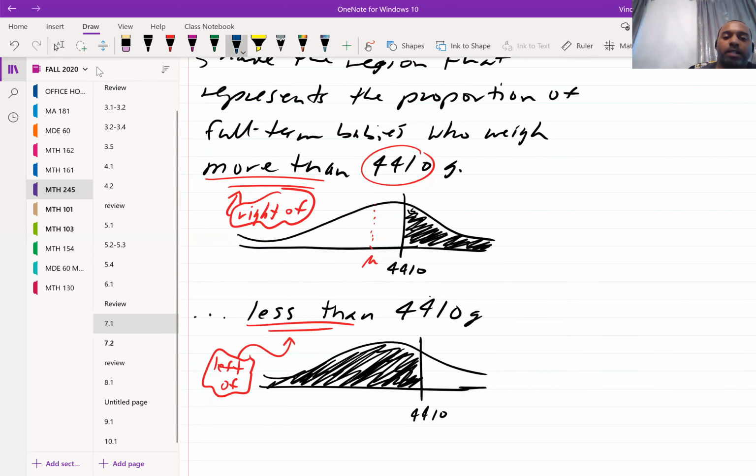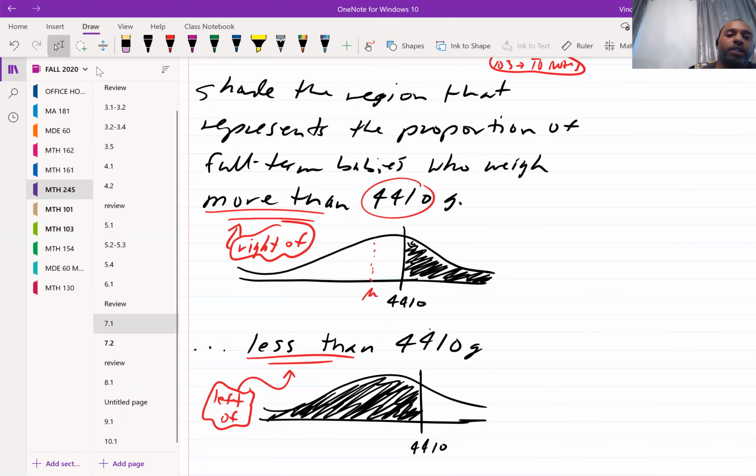And then if they were to ask less than, you'll be shading to the left of it. So notice all they ask for, shade the region that represents the proportion of full-term babies who weigh more than 4410. Talking about more than, that's to the right of, and then like I said, if it says less than, then you will shade to the left of.